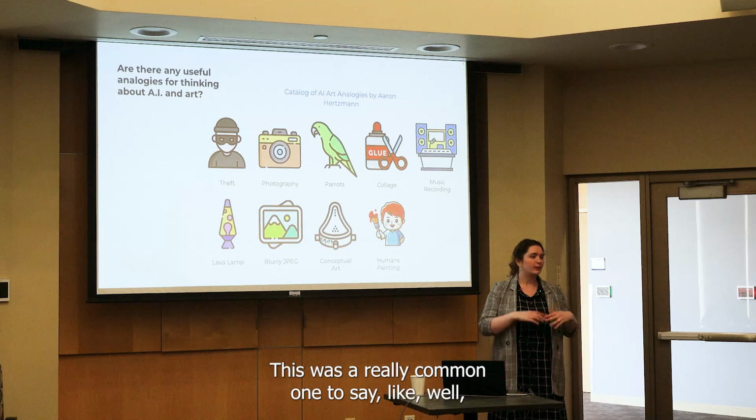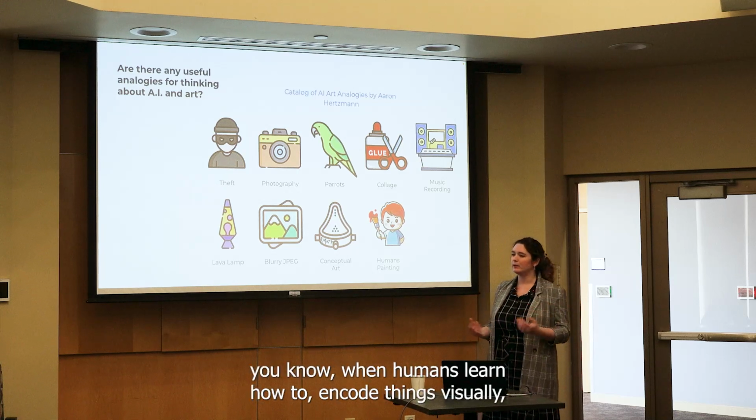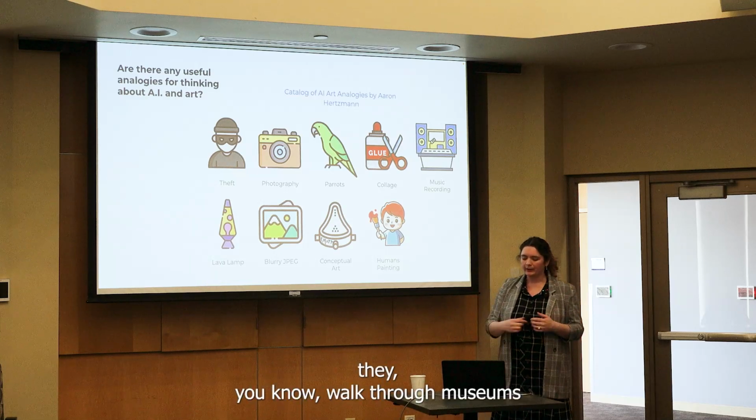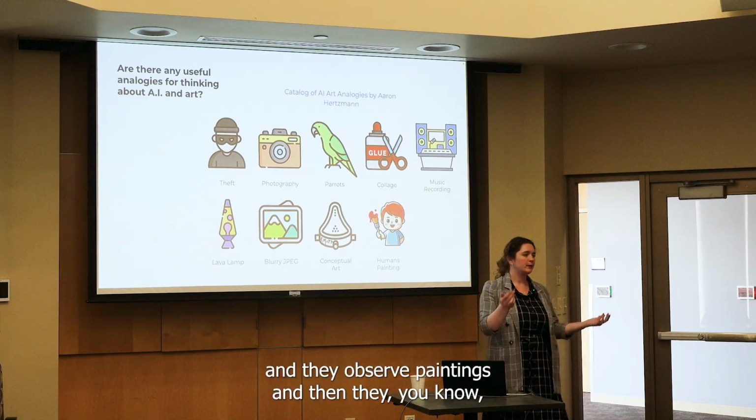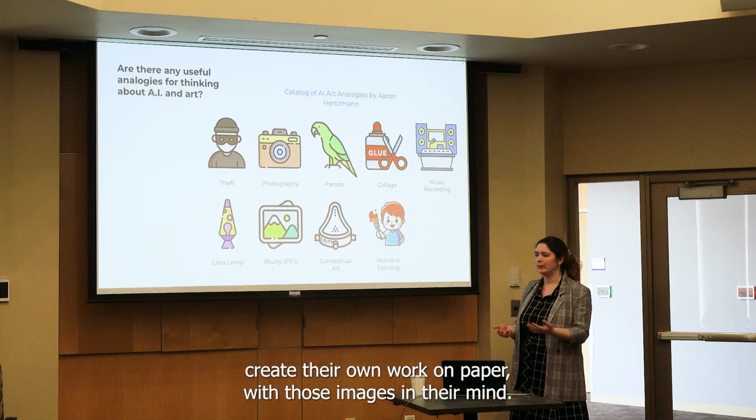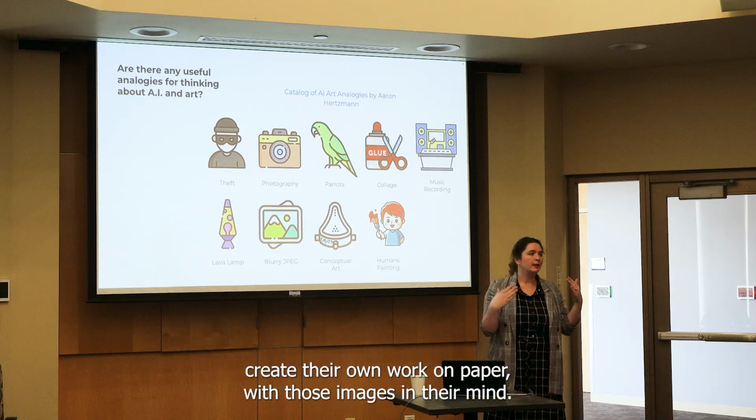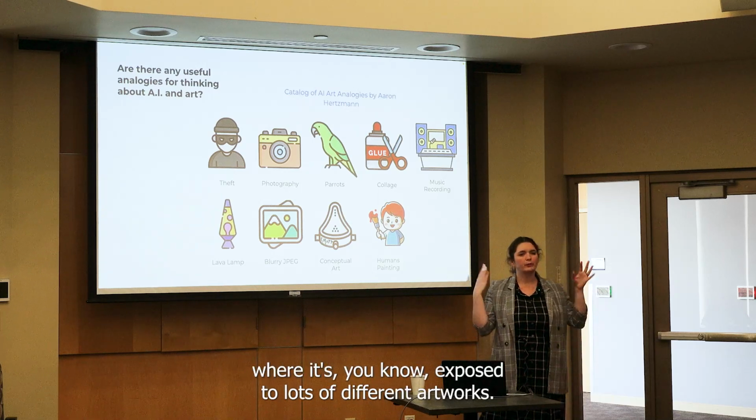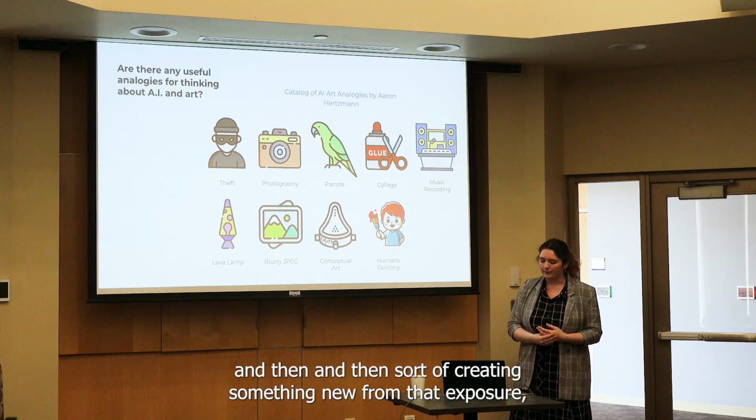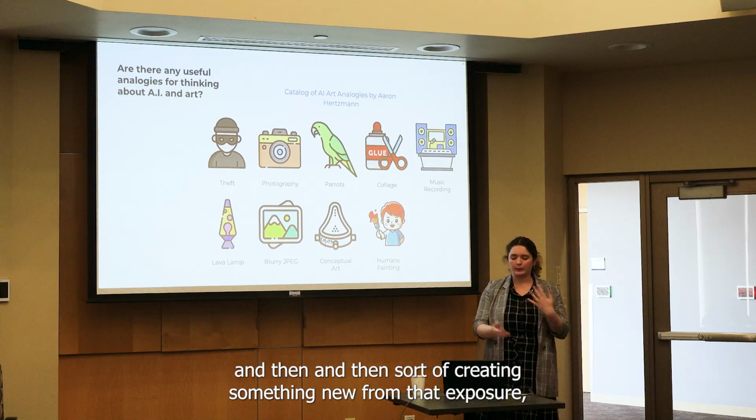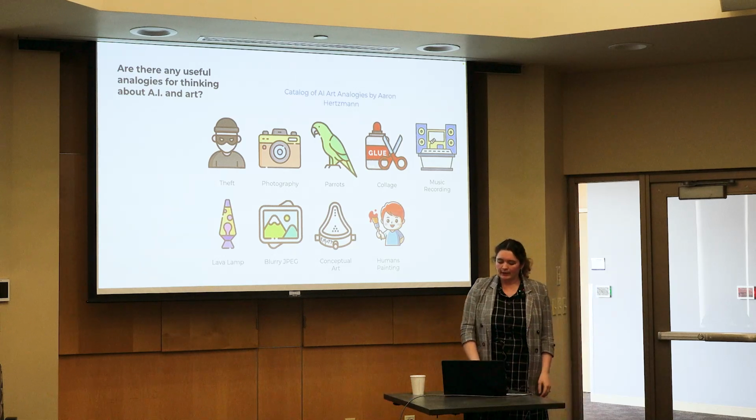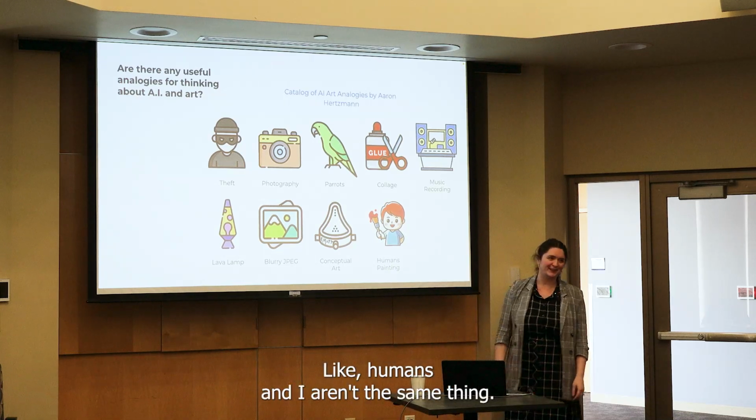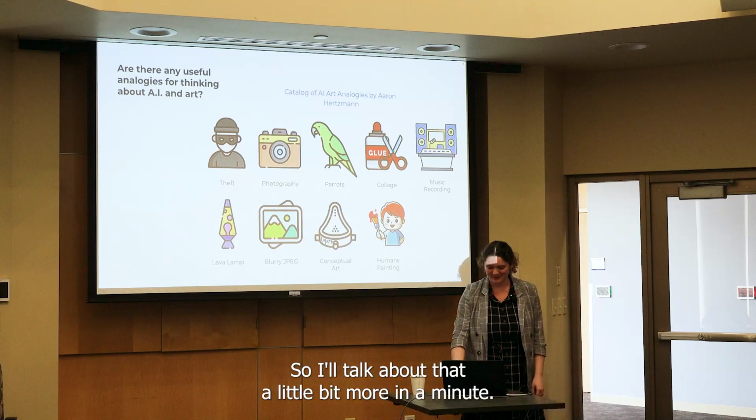Humans learning to paint was a really common one. When humans learn how to encode things visually, they walk through museums and observe paintings, and then they create their own work on paper with those images in their mind. The argument is that a machine learning model is doing the exact same thing, where it's exposed to lots of different artworks and then creating something new from that exposure. Which has some interesting implications, right, because humans and AI aren't the same thing. I'll talk about that a little bit more in a minute.